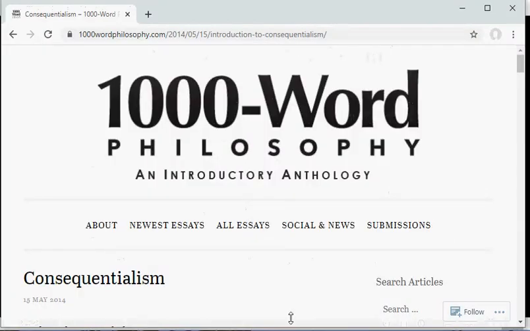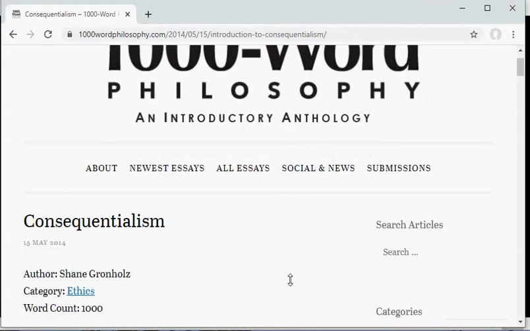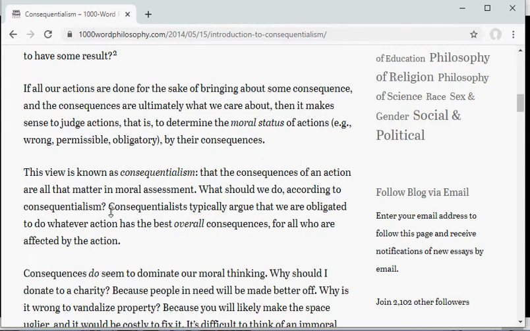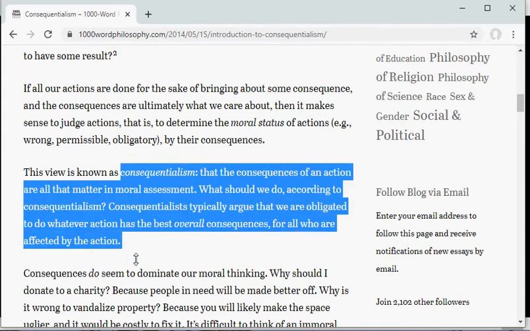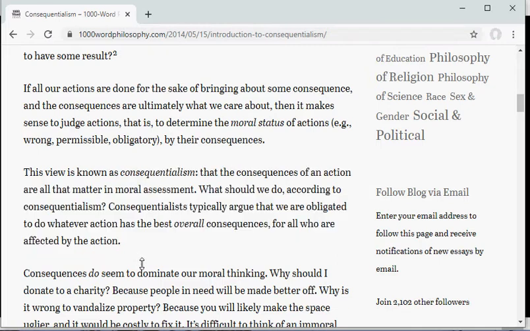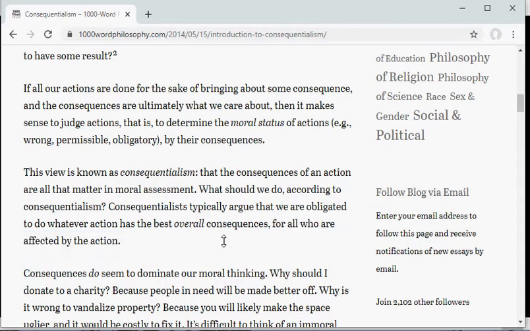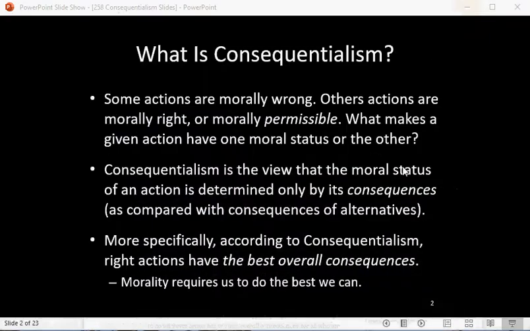In our reading, if you're watching this as a Philosophy 258 student, in the reading that goes along with our topic this week, we see the author describe consequentialism like this. The consequences of an action are all that matter in moral assessment. What should we do according to consequentialism? Consequentialists typically argue that we're obligated to do whatever action has the best overall consequences for all who are affected by the action. In other words, not just you who performs the action. That would be known as ethical egoism, that you're obligated to do what's best for you. But it's for all who are affected by your action or one of its alternatives.